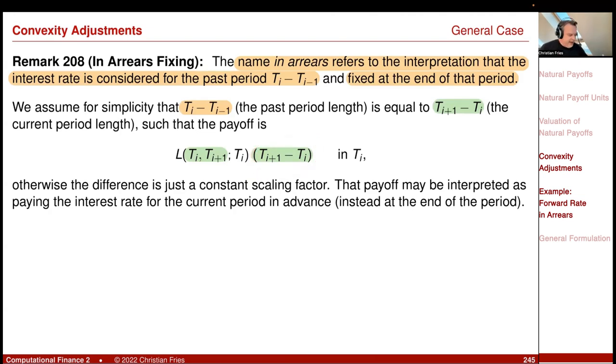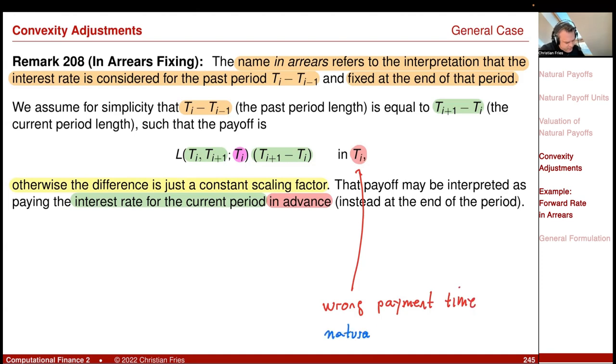Okay, so then you see I pay the interest rate fixed at the beginning of the period, so I pay at the wrong time. If the two period lengths are not the same, this difference is just a constant scaling factor. I would like to use this second interpretation because it is a little bit nicer in the derivation. So I consider now the financial product that pays my interest rate for the current period and it pays it in advance, so it pays at the beginning of the period. So the issue is that I have the right index, the right object L, but I'm paying it at the wrong time.